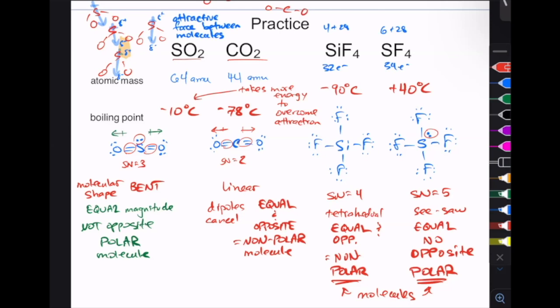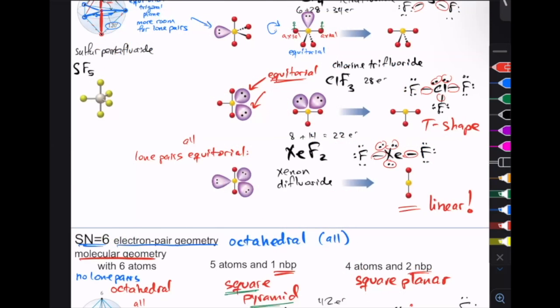In most cases, if there's a lone pair, it's not going to be opposite. There are a few exceptions to that. In this case here, look at xenon difluoride. Because those 3 lone pairs are all in the equatorial plane, and the 2 fluorines that are left over are axial, this is linear. So what do you think? Is xenon difluoride going to be polar or nonpolar? It's nonpolar, because these actually are in opposition.